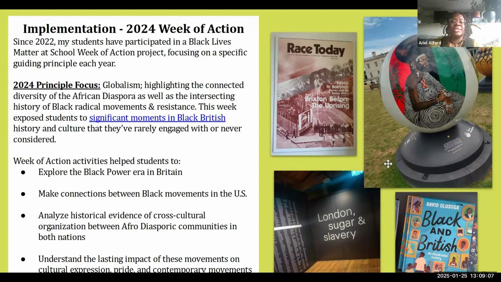This week exposed students to significant moments in Black British history and culture that they've rarely engaged with or never really considered. Just through popular media like Netflix or YouTube or music, some of them do engage with Black British culture in a way. They may watch Top Boy on Netflix, they may listen to certain albums, and there are certain artists that they know of, but again, it was about contextualizing the cultural expressions that they're witnessing.